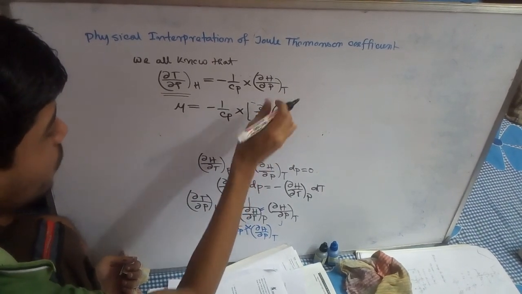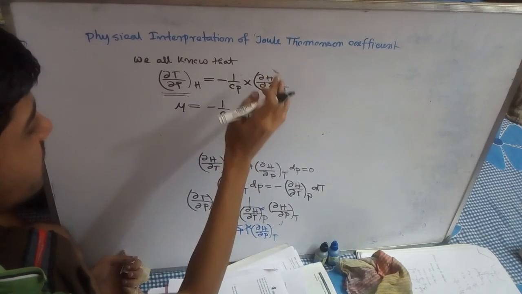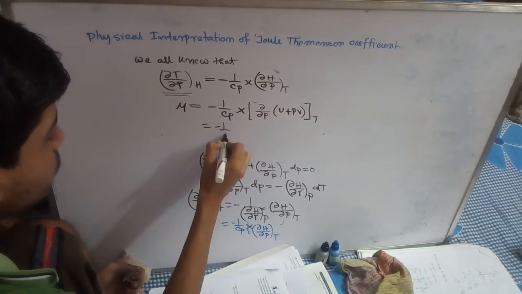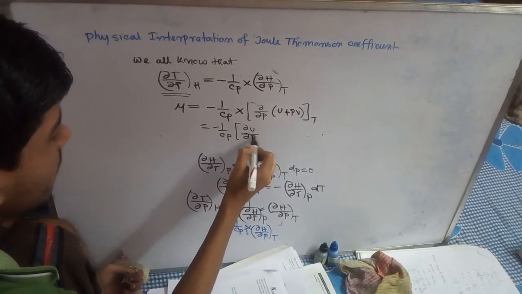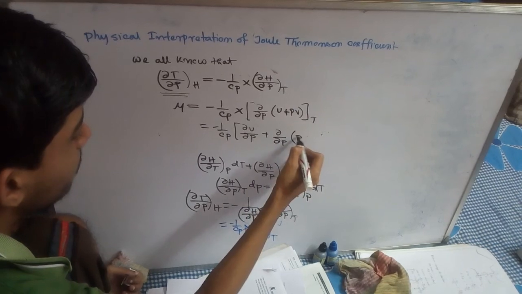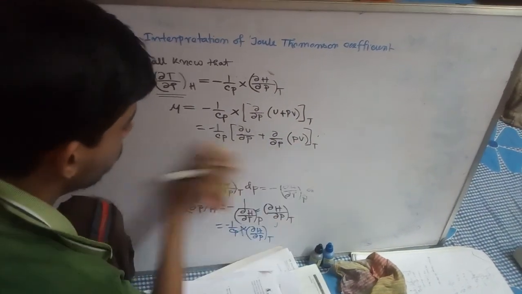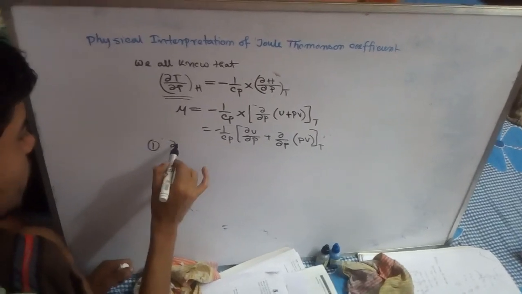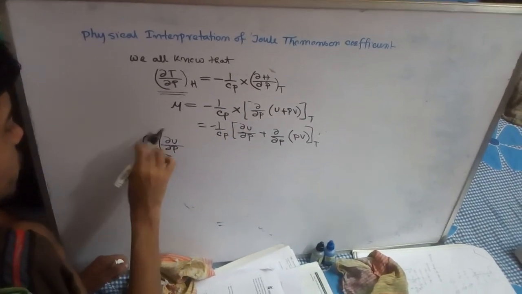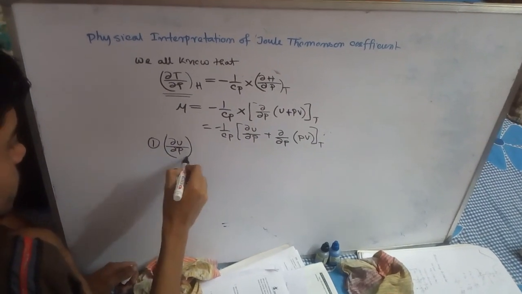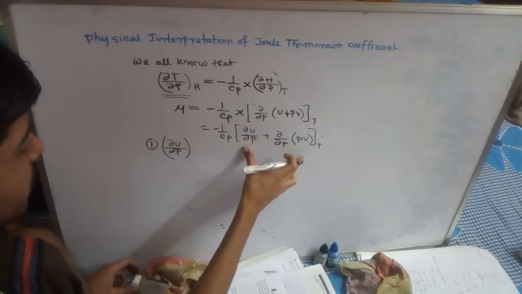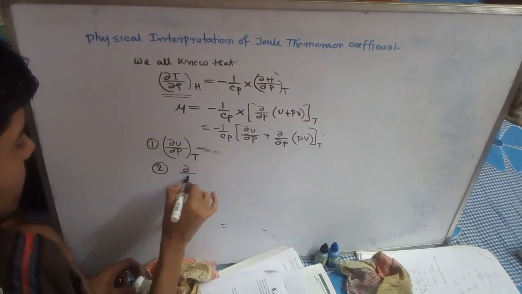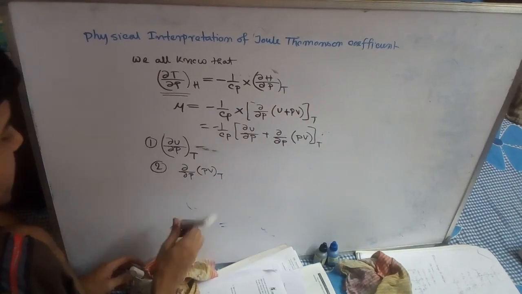We also know that this H means enthalpy. So, by the enthalpy definition H equals U plus PV, mu equals minus 1 by Cp times del U del P plus del of PV del P. So from this expression we can say that the Joule-Thomson coefficient is made of the sum of two different terms, del U del P at constant T and del PV del P at constant T.